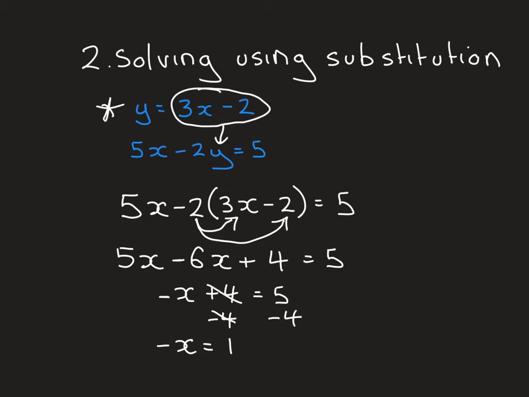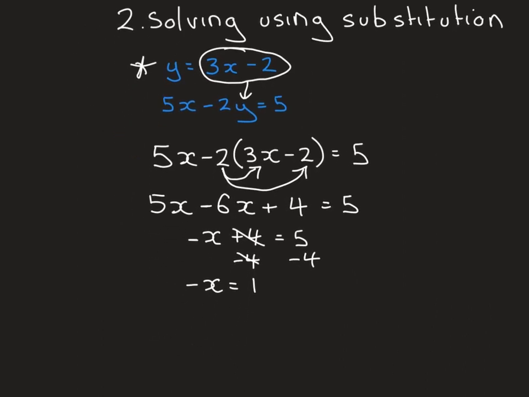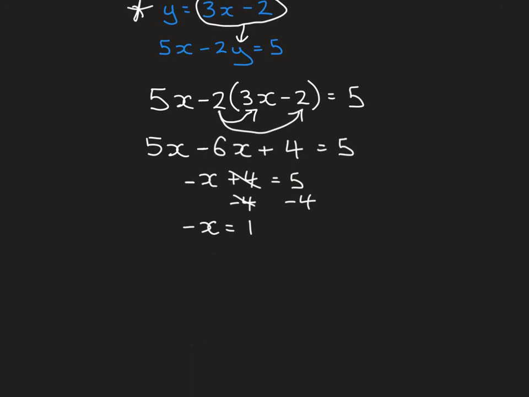Now the last thing that we need to do is get rid of this negative sign in front of the x. Remember that negative sign is like saying negative 1. So to get rid of the negative 1, we're going to divide both sides of the equation by negative 1. Negative signs cancel out, so what we're left with is x equals negative 1.